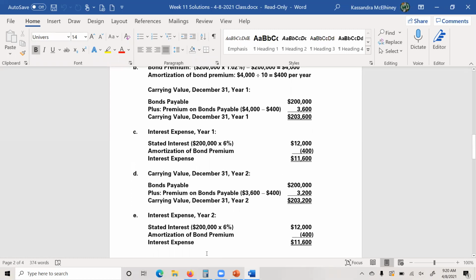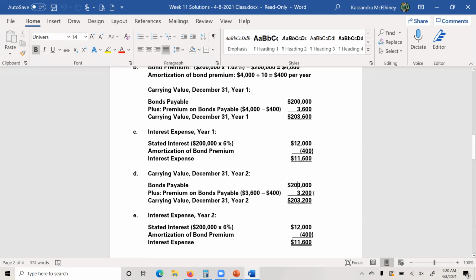If the book asks you what's interest expense for year 9, it's going to be the same thing as C and E. So that would leave the only part to deal with being part D, the carrying value of the bonds at the end of year 2. So we would still have our $200,000 face value. That much is not going to change ever.